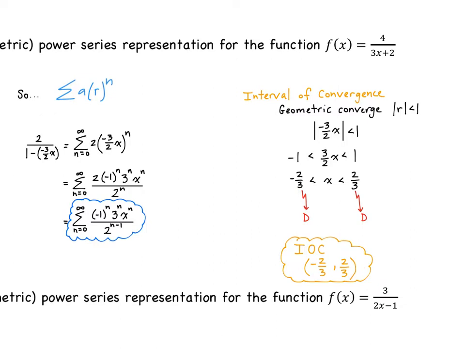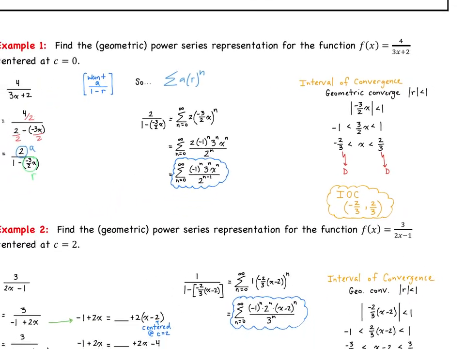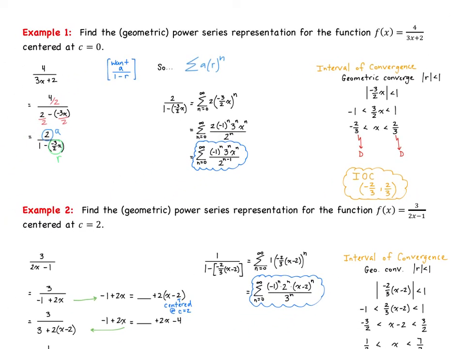All right, now let's take a look at this next example where we're going to find the geometric power series representation for the function 3 over 2x minus 1. But this time it's centered at c equals 2. So how's that going to change the game?